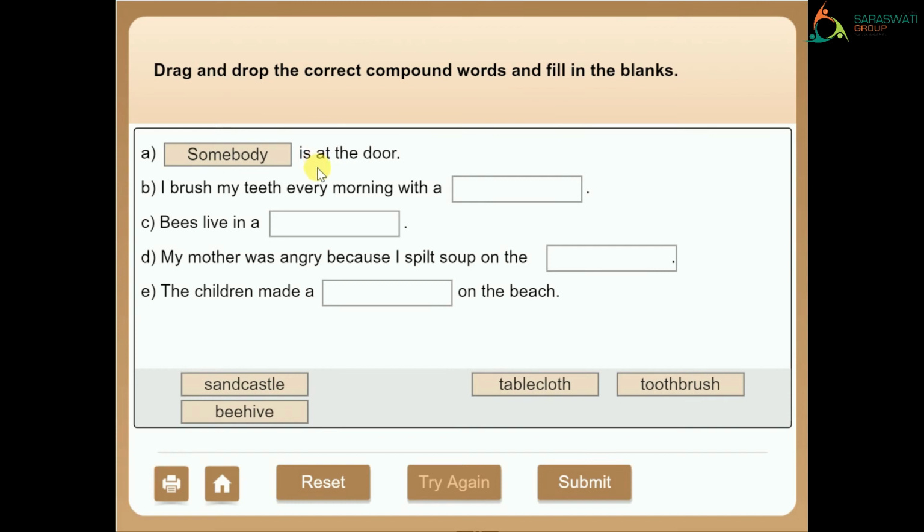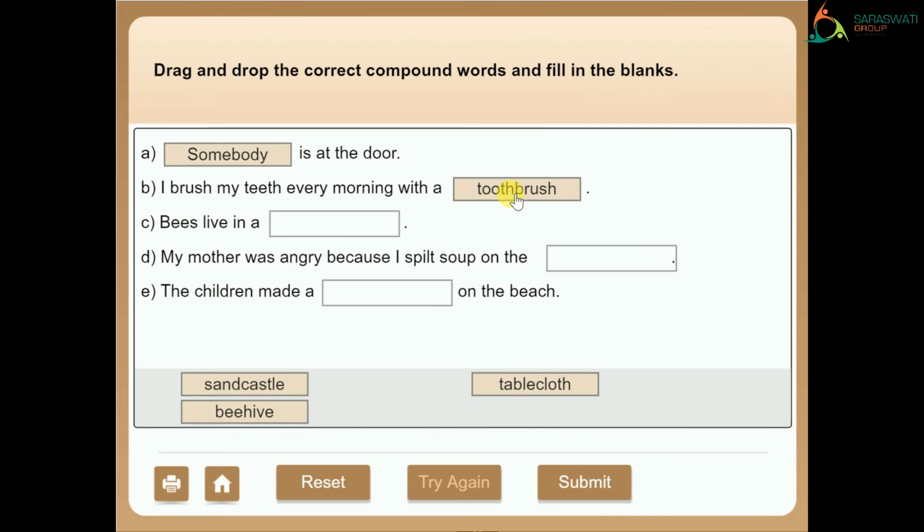That was correct. Now let me guess, as I was telling that I brush my teeth. So we brush our teeth with a toothbrush. Let me keep it here. Let us go to the third one.